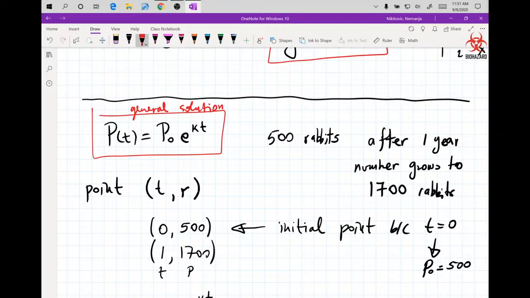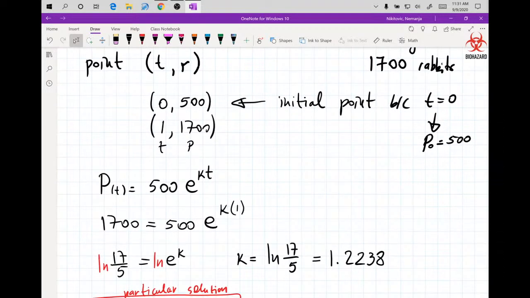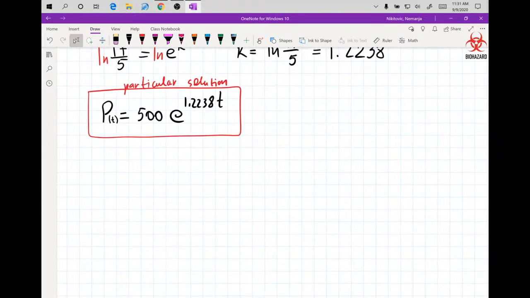And then you might have to write the general solution, and then you might have to compute the points in it to come up with a particular solution. Now, let's say you want to check if the function you have is correct. Well, there's nothing you can do for the actual values of 500 and 1.2238. You would have to just recompute everything and make sure everything was good.